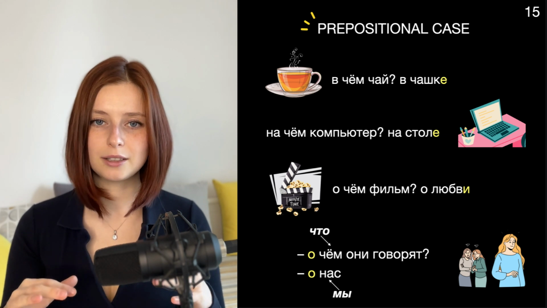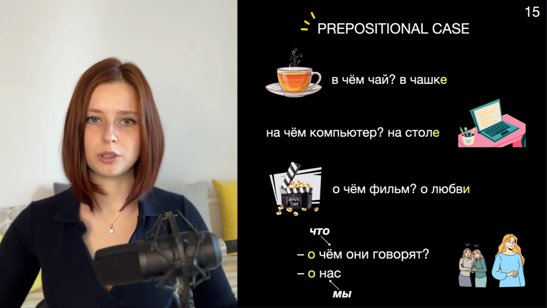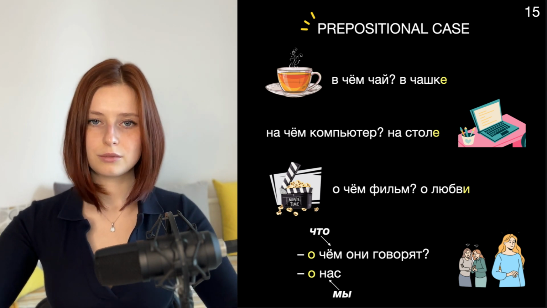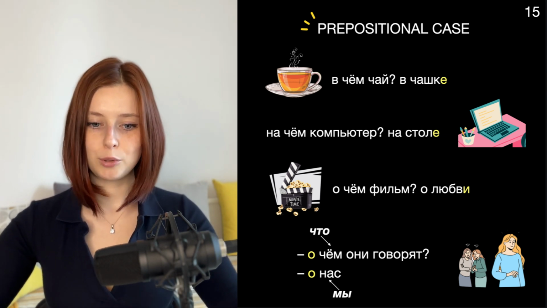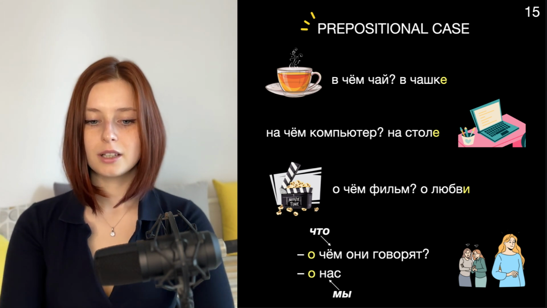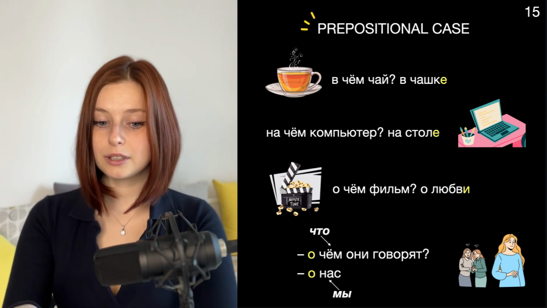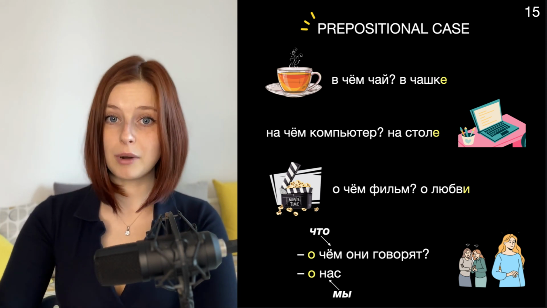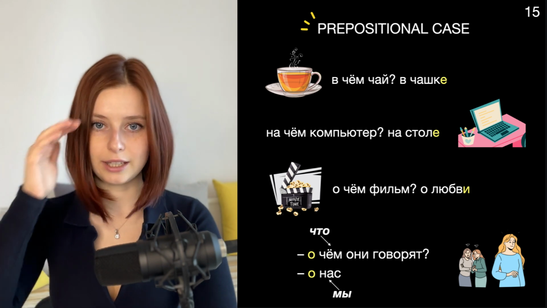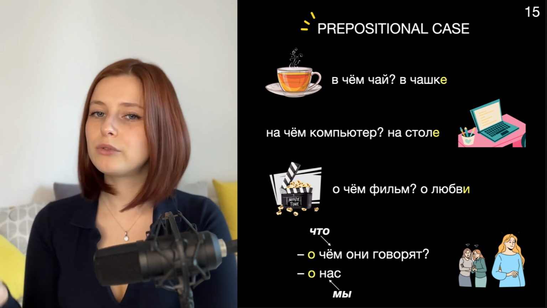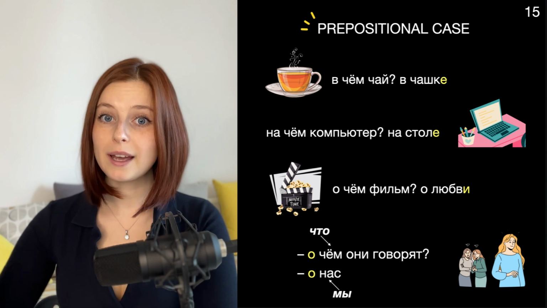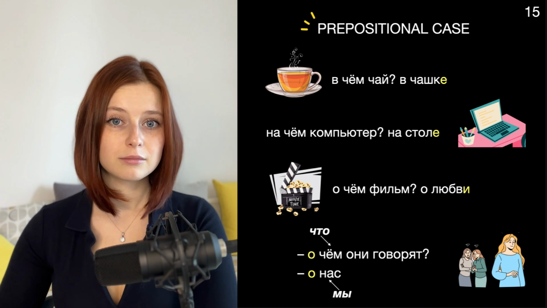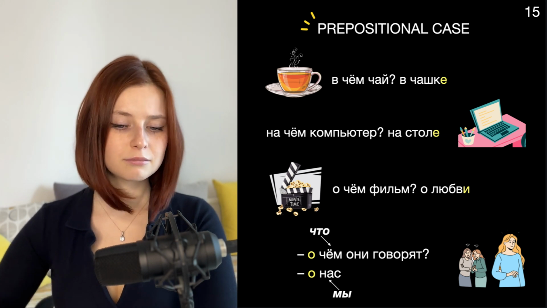You see? В чем is in what? In this case, right? На чем компьютер? The computer is on what? On top of what, right? Компьютер на столе. This example is not on or in, this is about. And about also belongs to this prepositional case. For example, what this movie is about? О чем этот фильм? О любви. About love. Right?